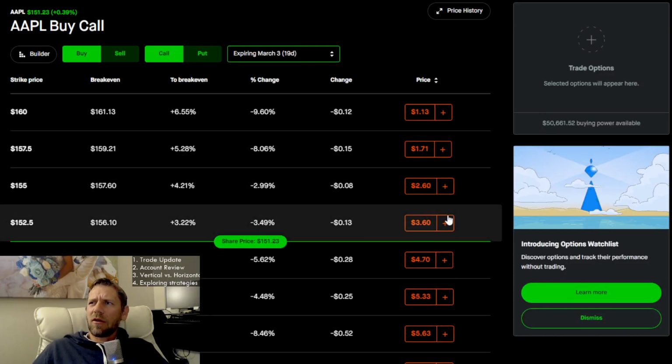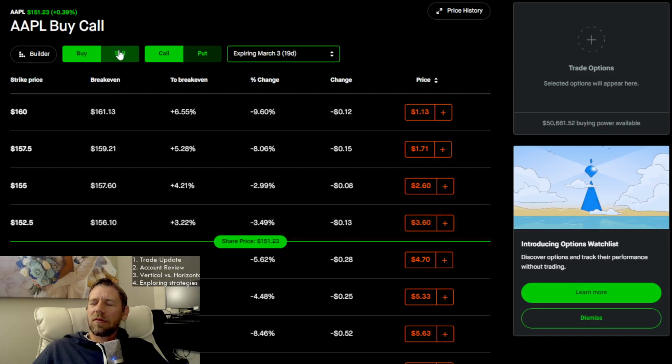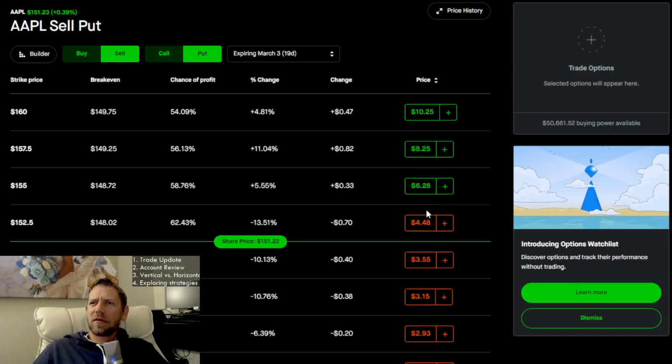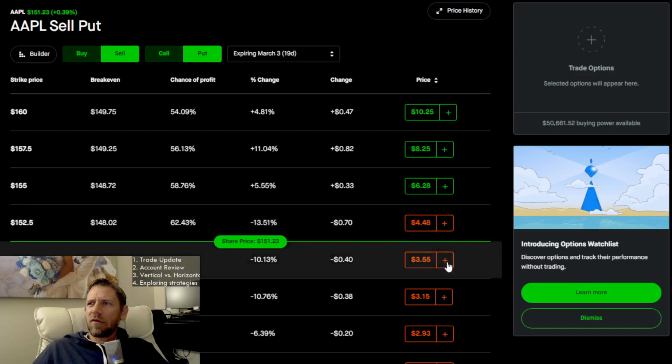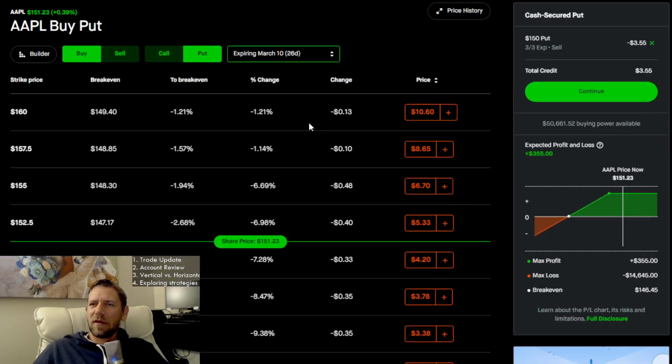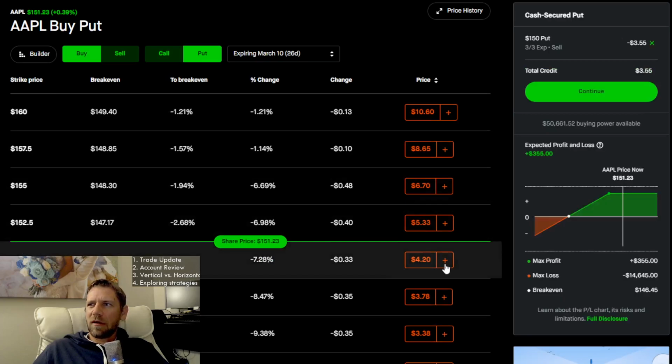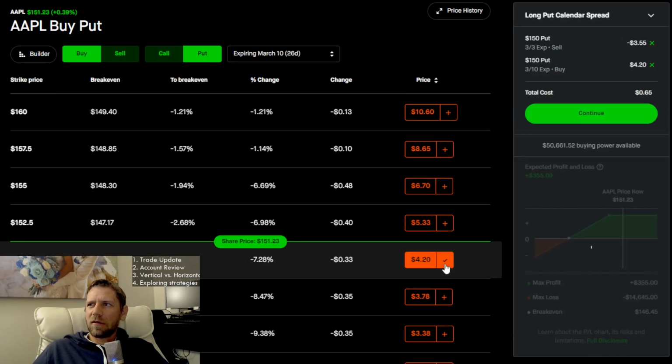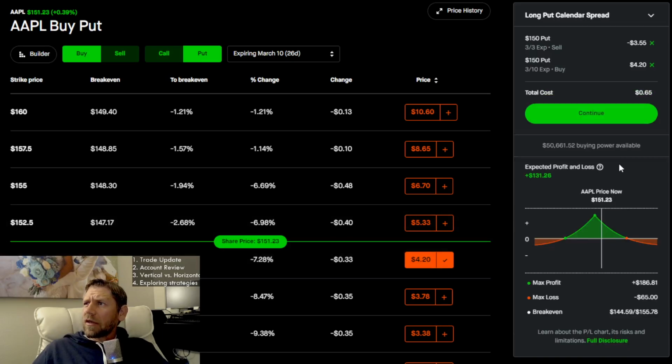And I'm going to go just a week out, right? So I'm going to sell, let's say, a put around the 150 level here, strike price 150. I'm going to sell a put, and then I'm going to buy a put 1 week later at 150. There we go. So here is the calendar spread, right?